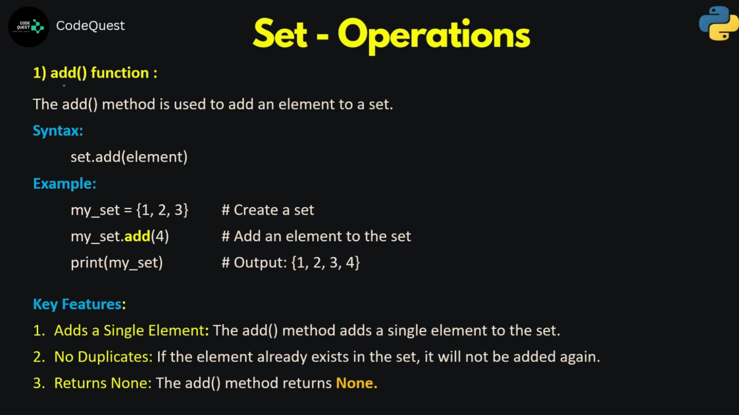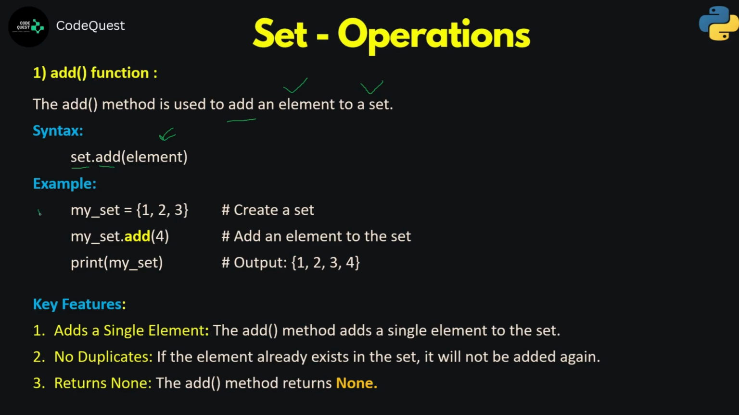Now the first function is the add function. The add function is used to add an element to a set. It can add only a single element at a time. So I can take the help of a set variable and write add, and here I can specify one element that will be added.